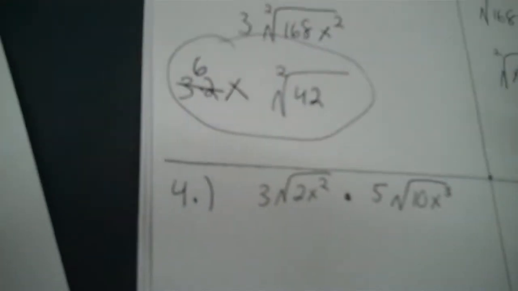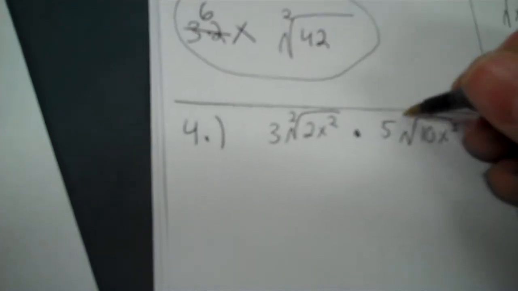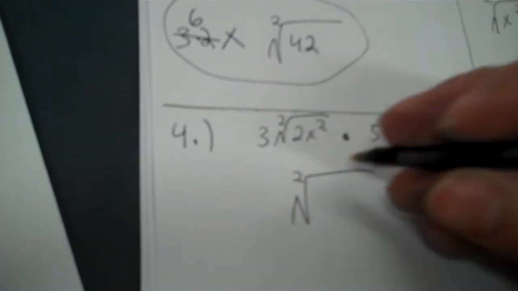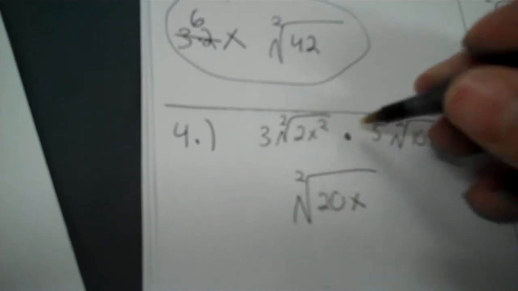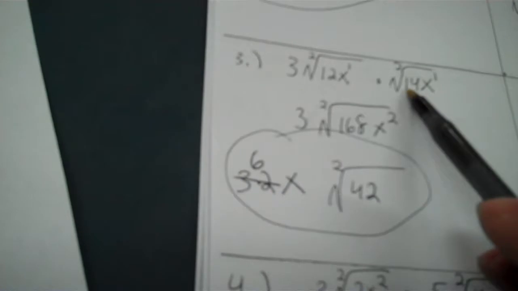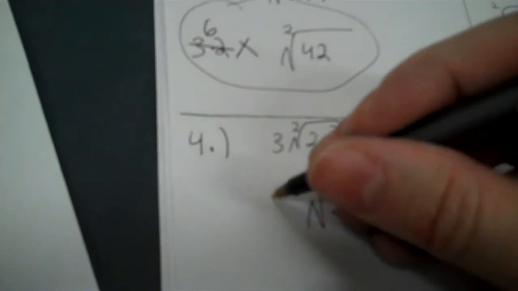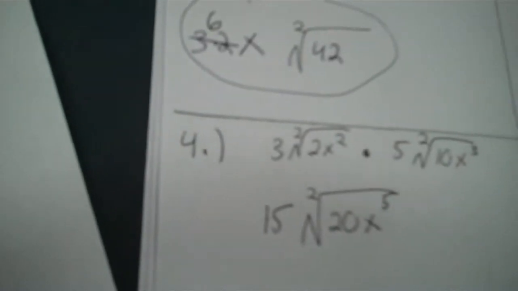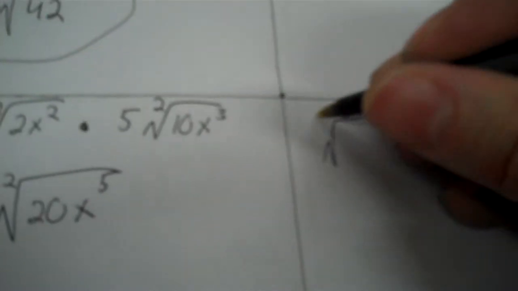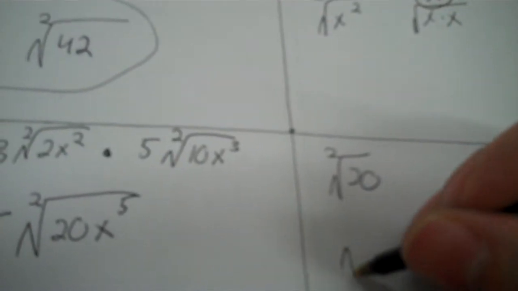Okay, next one, same idea. These are square roots. So first thing, I take 2 times 10, which is 20. And 2 plus 3 is 5. Now this time, instead of 1 outside, you got 2 outside factors, 3 and 5. So multiply those, you get 15. Everything's the same. Got the square root of 20, square root of x to the 5th.